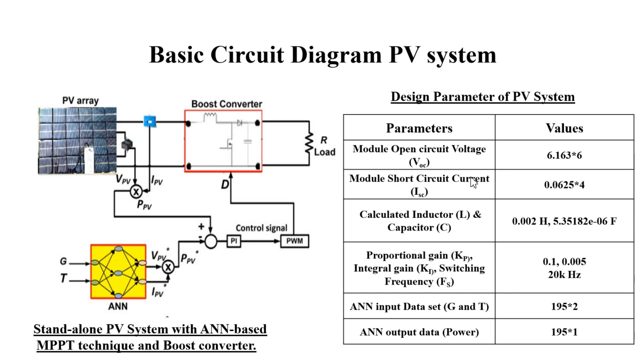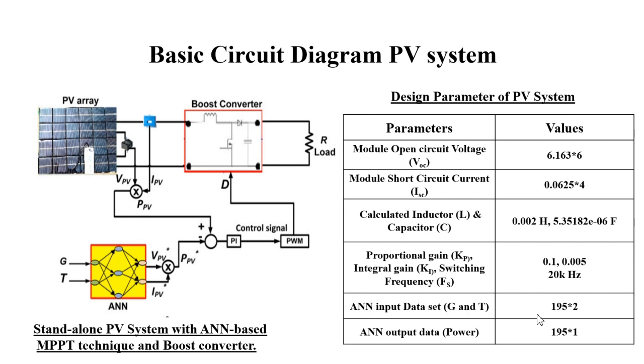This is a basic circuit diagram of the paper that we have considered. In this, the PV array or module has been considered, with the VOC value taken from the module and the ISC approximately 0.625, and the L and C inductor and capacitor values have been calculated for the boost converter. For the PI controller, we have a proportional gain and integral gain of 0.1 and 0.005 with a switching frequency of 20 kilohertz.